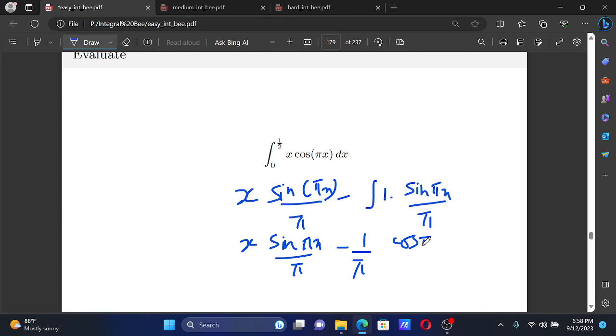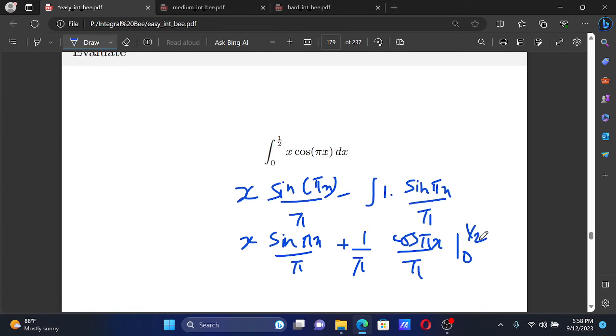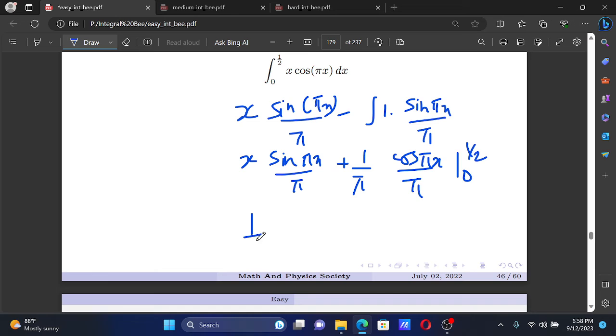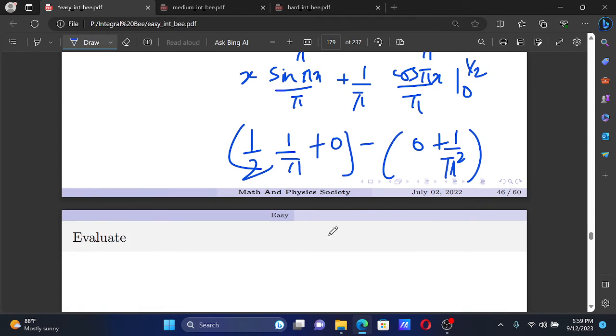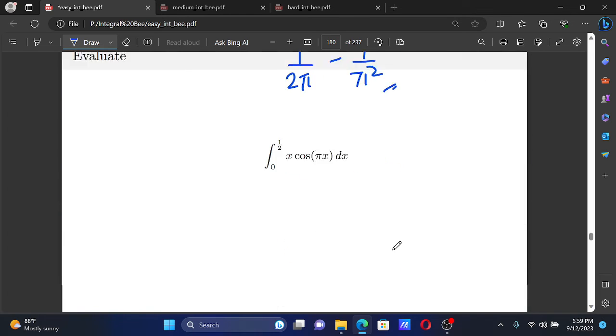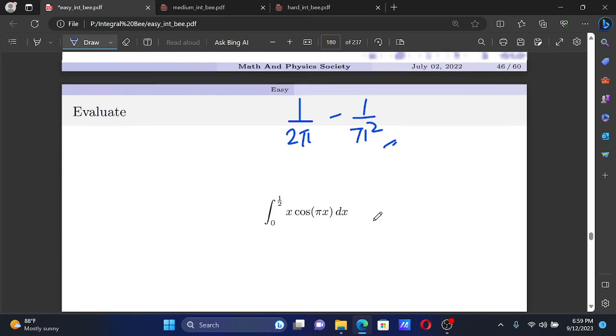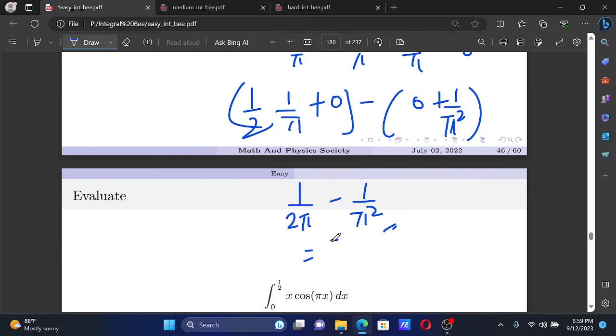So cos pi x by pi, and the minus sign will make it plus, and the integral is from 0 to 1 by 2. Okay, so that should be 1 by 2 sin 90 is 1, by pi, plus 0, and minus of 0 plus 1 by pi square. So that's 1 by 2 pi minus 1 by pi square. That's the answer. To make it in that form, we can just do pi minus 2 by 2 pi square.